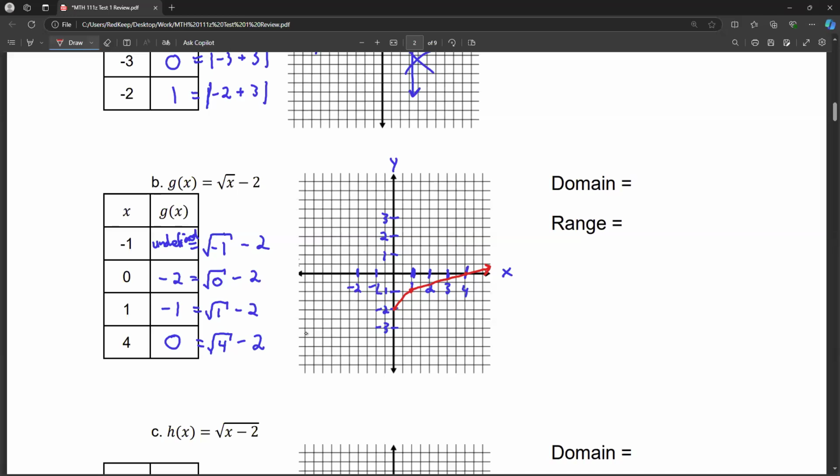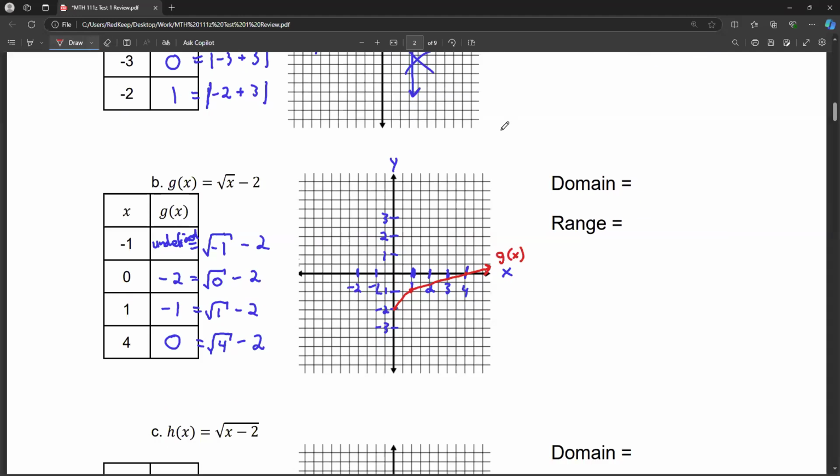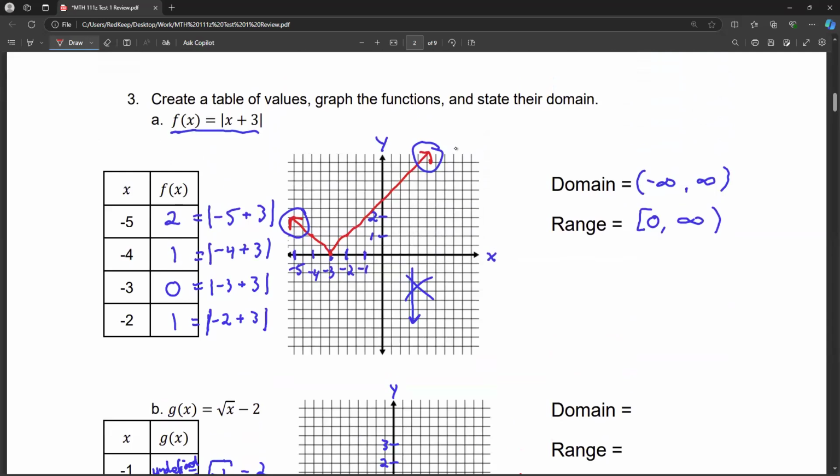And if I wanted, another thing you can do here is to label your graph. So I can say, well, this is g of x, and I don't think I did that above. So if I wanted to, I could also label this one up here as f of x. That's helpful sometimes.